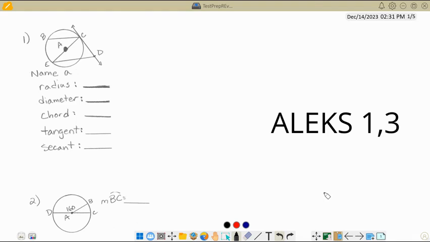When you're doing problem one, you need to look at where a radius is in the drawing, right? So a radius is right there. So I'm going to put down AC with a little bar over the top. A diameter would go all the way across the circle. So that would be EC right there.